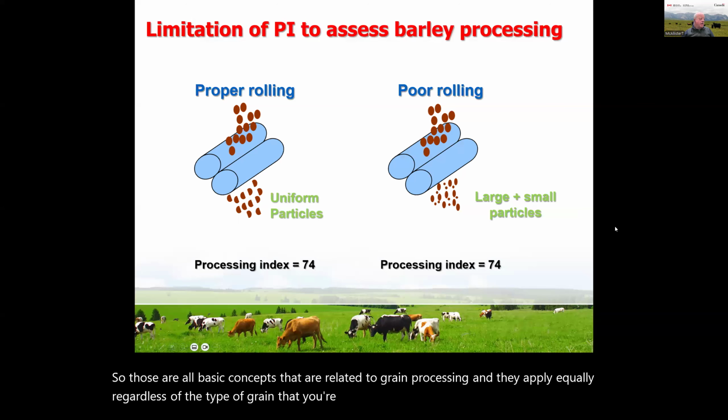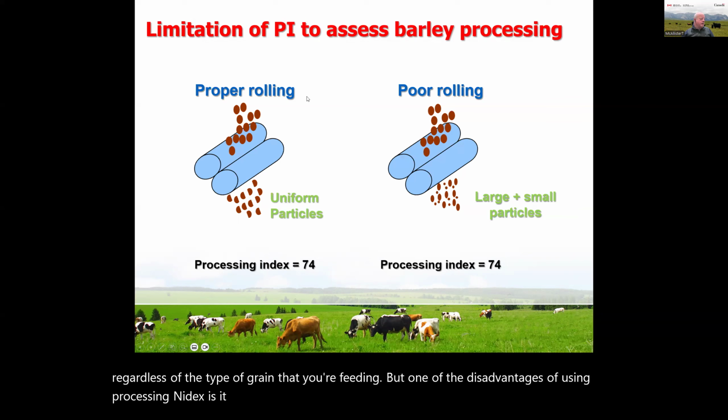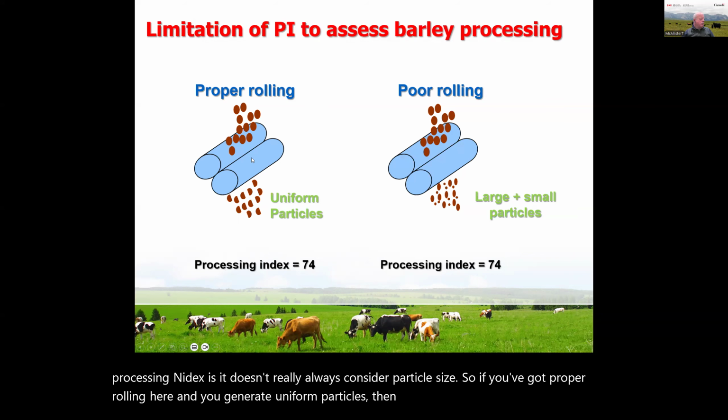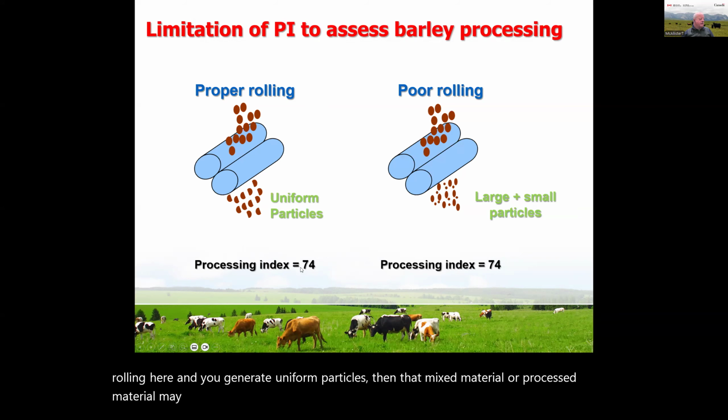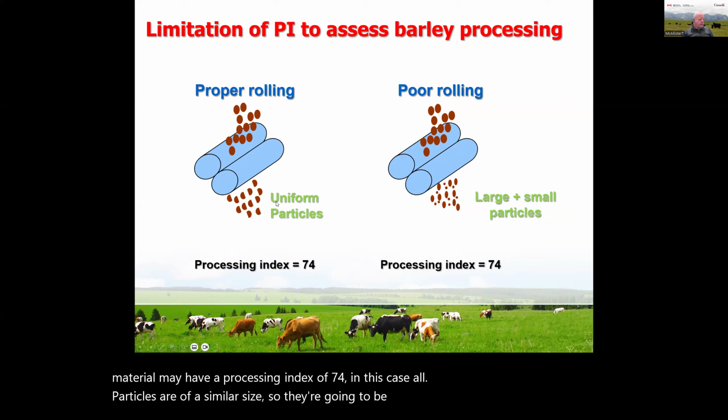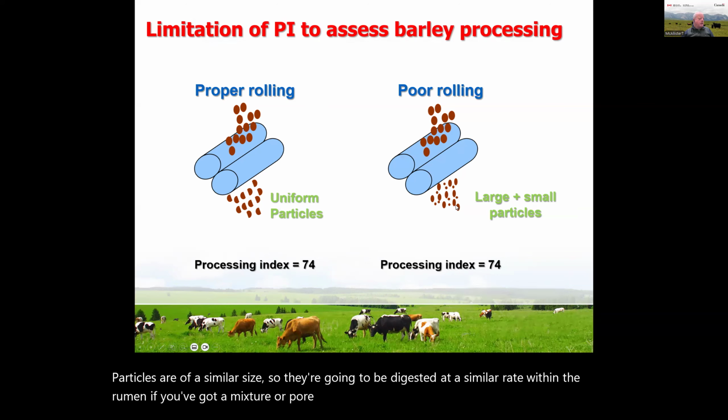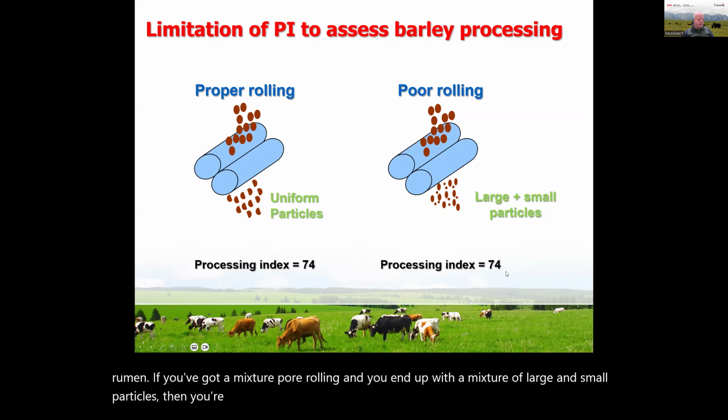But one of the disadvantages of using processing index is it doesn't really always consider particle size. So if you've got proper rolling here and you generate uniform particles, then that processed material may have a processing index of 74. In this case, all the particles are of a similar size, so they're going to be digested at a similar rate within the rumen. But if you've got a mixture or poor rolling, and you end up with a mixture of large and small particles, then your processing index may still be 74.